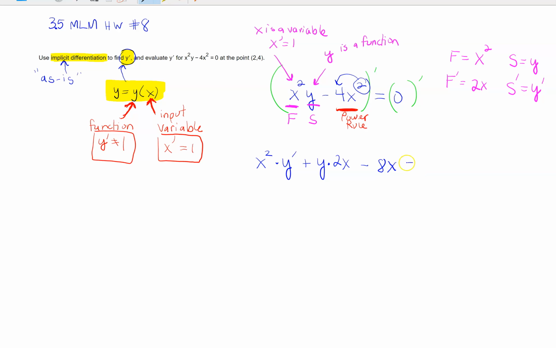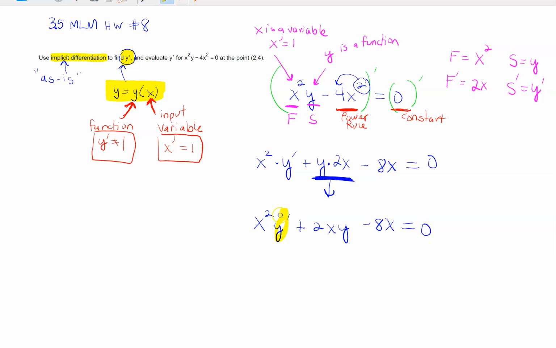And then on the other side of the equation, I have to take the derivative of every single piece. It's a constant, and the derivative of a constant is just 0. So that's my raw derivative here. I can clean it up a little bit. Really, the only thing I could do is rearrange the order of the multiplication in that middle term. So I have x squared times y prime plus 2xy minus 8x equals 0.